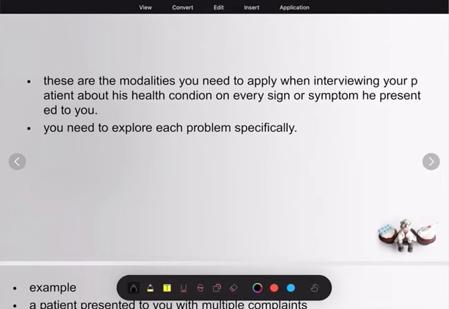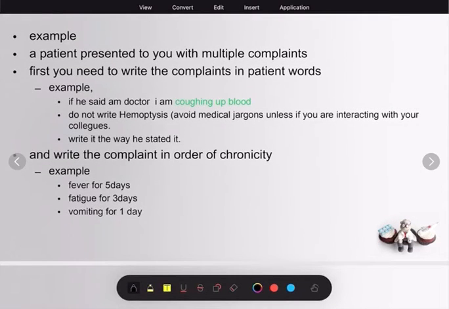On every sign or symptom he presents to you, you need to explore each problem specifically. Example: a patient presented to you with multiple complaints. First, you need to write the complaint in the patient's words. Example: if he says, doctor, I am coughing up blood, do not write hemoptysis. Avoid medical jargon, unless you are interacting with your colleagues. Write it the way he stated it. The patient said he is coughing up blood for how many days. And write the complaints in order of chronicity. Example: fever for 5 days, fatigue for 3 days, vomiting for 1 day.